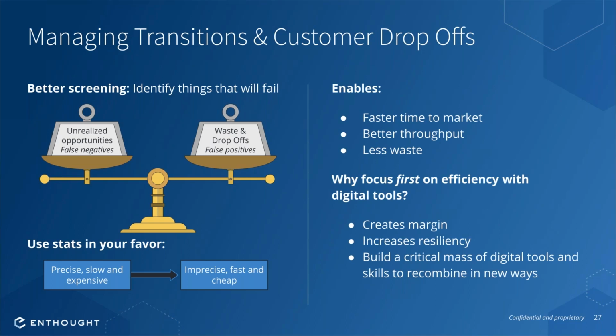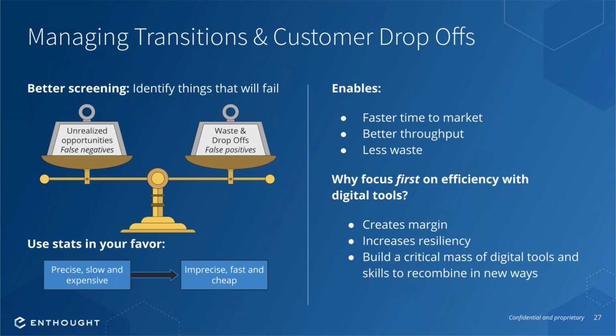So what these strategies enable you to do is hopefully get to market faster, have a better throughput through your process, fewer delays, less churn, less waste. And you might wonder why we're focusing on efficiency first with digital tools. Because they're usually an easy place to start. It's easy to think about, but also efficiency creates margin. And once you have margin, you can pick up from errors or catastrophes. When you have margin, you can work on something else. You can work on the next valuable problem that you don't have the bandwidth to work on right now.